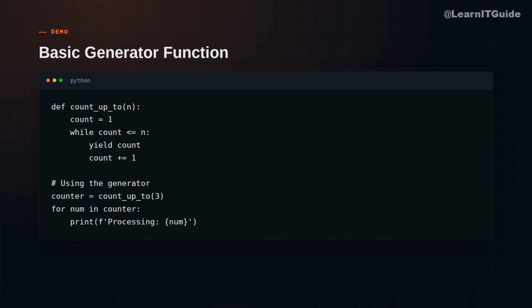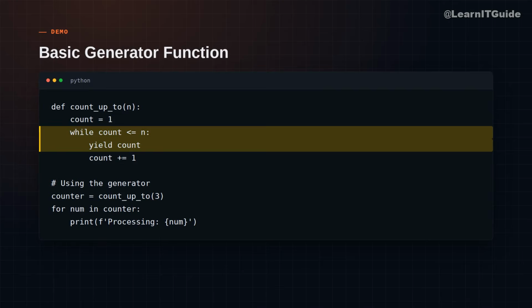Let us look at a simple example. Here, the countup2 function is a generator. Instead of returning a list, it yields the count. When we call this function, it does not actually run the loop yet. It returns a generator object. When our for loop calls it, we get the first number, print it, and then the loop asks for the next one. On line 4, the function pauses, hands over the number, and waits.